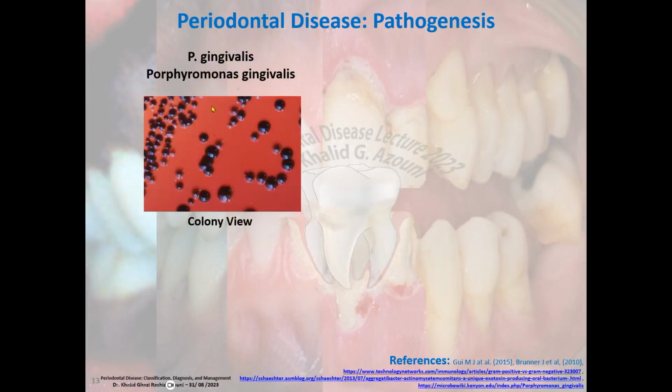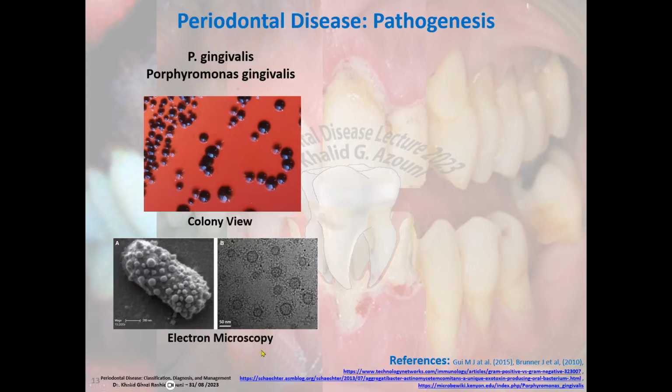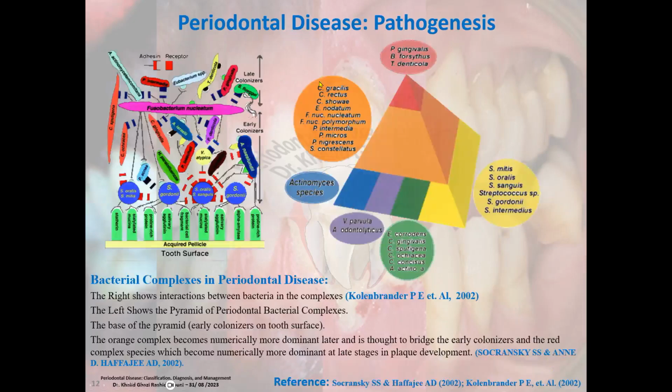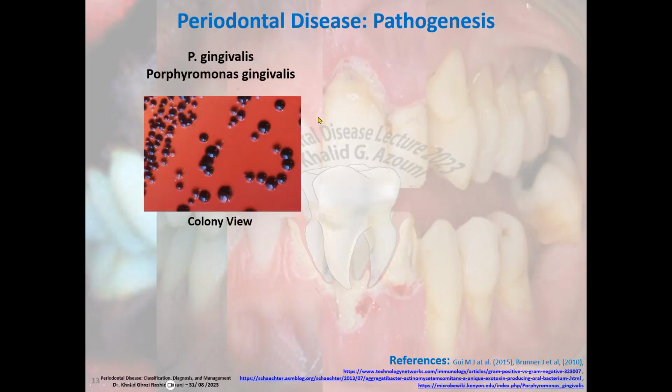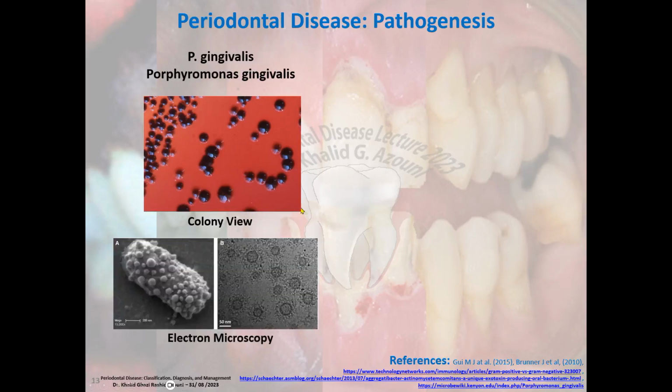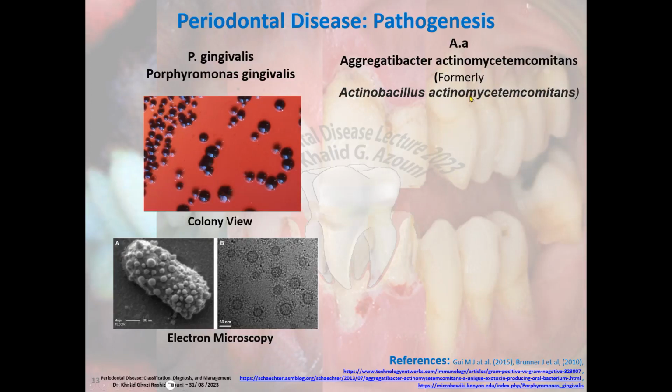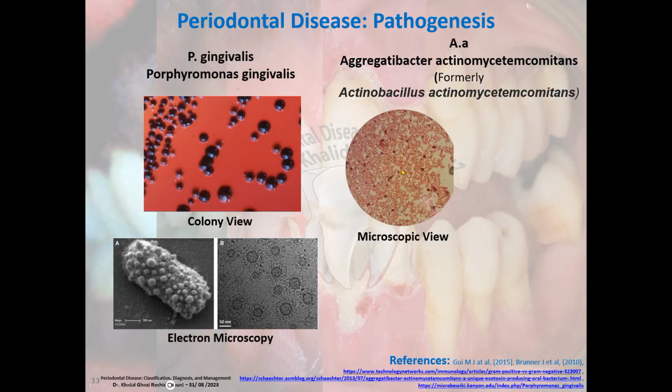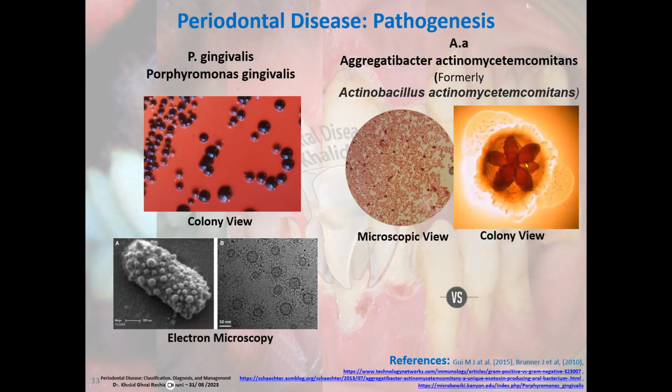Now, these are part of the pathogenic bacteria that are associated with severe forms of periodontal disease. Porphyromonas gingivalis, the colony view, and electron microscope view. Now, what's the difference between them and the other bacteria? They have certain virulence factors. They produce, for example, toxins. They might be able to evade the immune response of the body, or they can invade the periodontal tissue, like Aggregatibacter actinomycetemcomitans, formerly known as Actinobacillus actinomycetemcomitans.